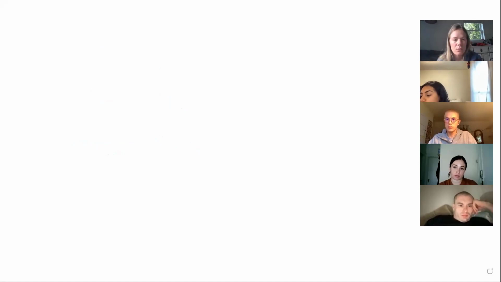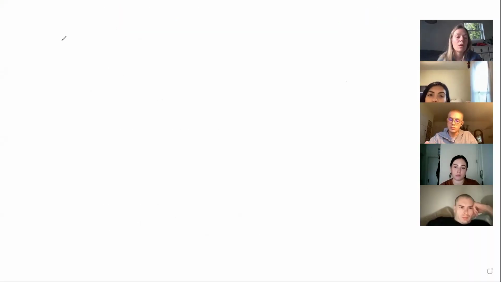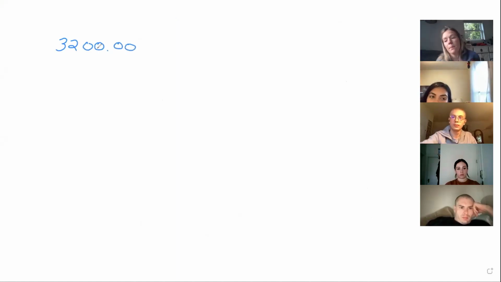All right, let's look at some of the other rules. Trailing zeros that fall before a decimal point are considered significant. So trailing zeros means that they're after the main number, but they fall before a decimal point. So if we have, let's see here, 3, 2, 0, 0.00. This is significant. This is significant. That's kind of easy to identify.